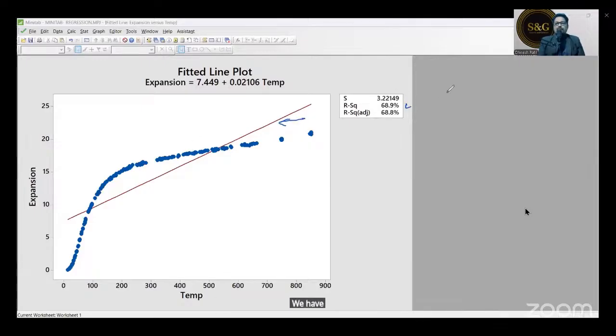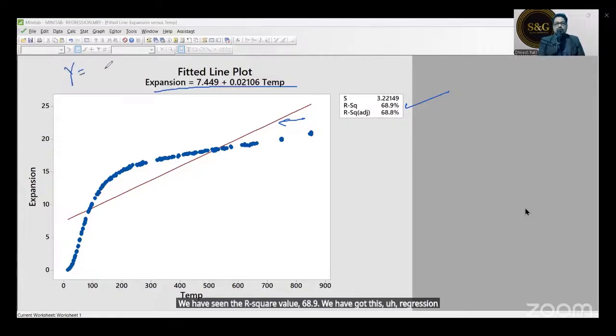So we all have seen the line of best fit. We have seen the R square value 68.9. We have got this regression equation y is equal to a plus bx. So here you can see a is 7.449. If I extend this line to here, this will be 7.4, and this is the slope, which is 0.021 temperature, right? So this is the equation y is equal to a plus bx.